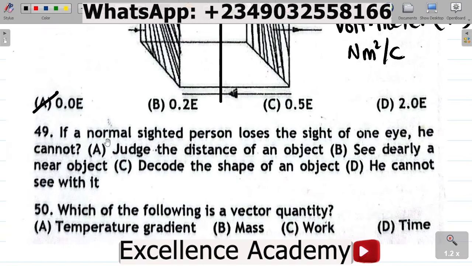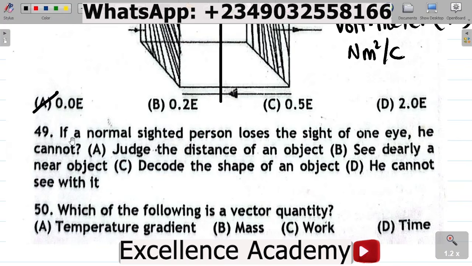49. If a normal sighted person loses the sight of one eye, he cannot A. Judge the distance of an object. B. See clearly a near object. C. Decode the shape of an object. D. He cannot see with it.